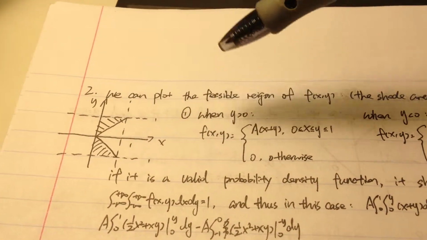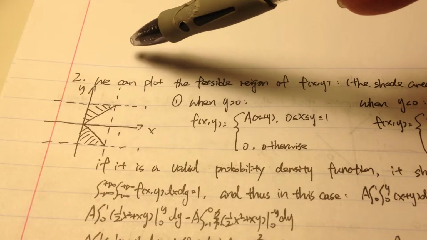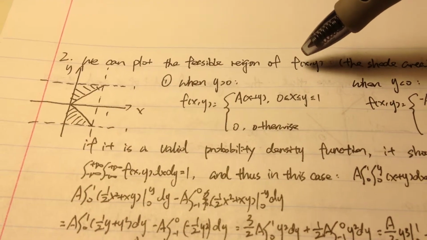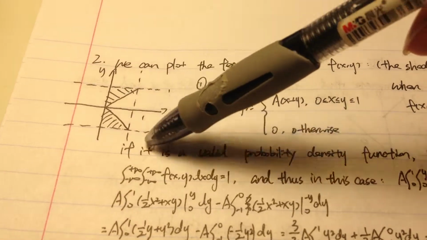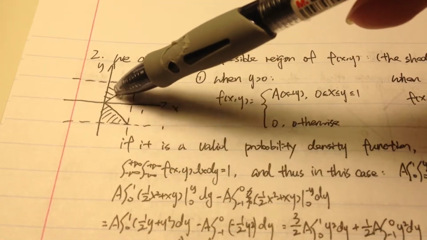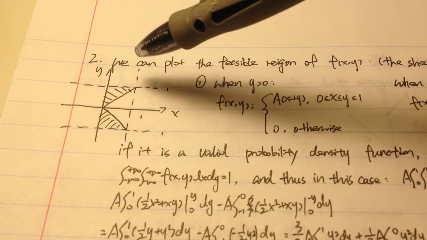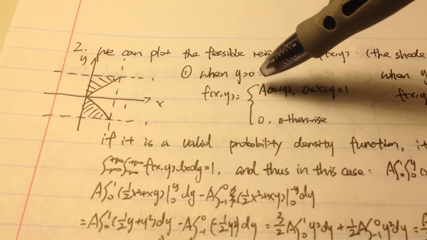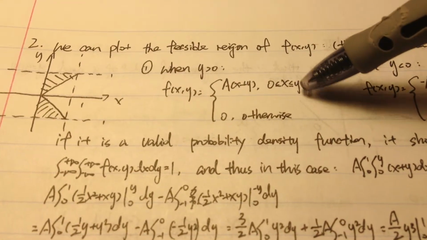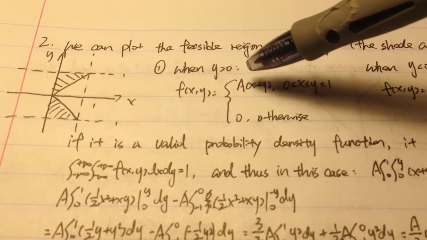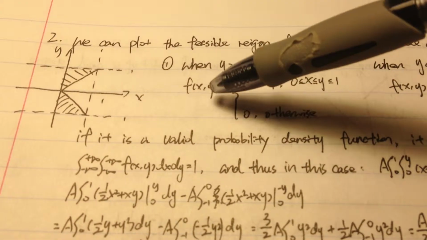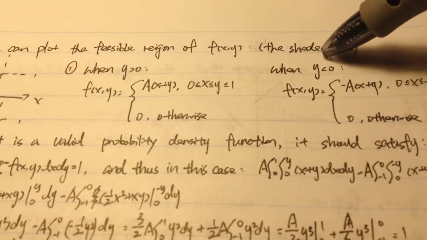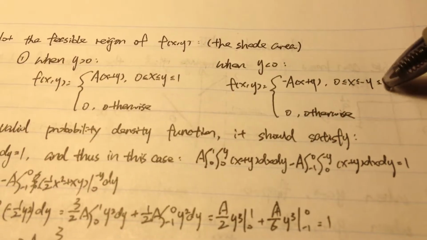For problem 2, first according to the message, we can plot the feasible region of the density function of x and y, and it's like this. The shaded area is the feasible region of the joint function of x and y, so we should pay attention that when y is greater than 0, the joint density function is like this, and when y is less than 0, the joint function is like this.